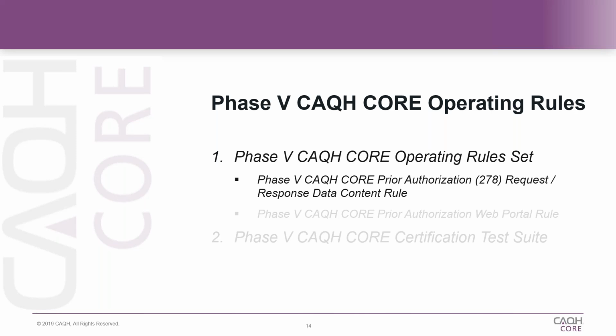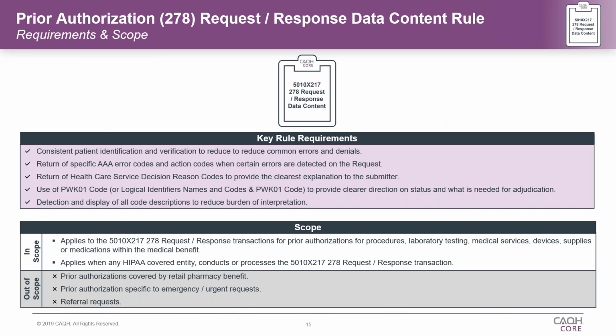On the next slide, we talk about the Phase 5 CAQH CORE Prior Authorization 278 Request Response Data Content Rule. This rule targets one of the most significant problem areas in the prior authorization process, that is, requests for medical services that are pended due to missing or incomplete information, primarily medical necessity information. The rule requirements seek to reduce the unnecessary back and forth between providers and health plans, enabling shorter adjudication timeframes and fewer staff resources spent on manual follow-up.